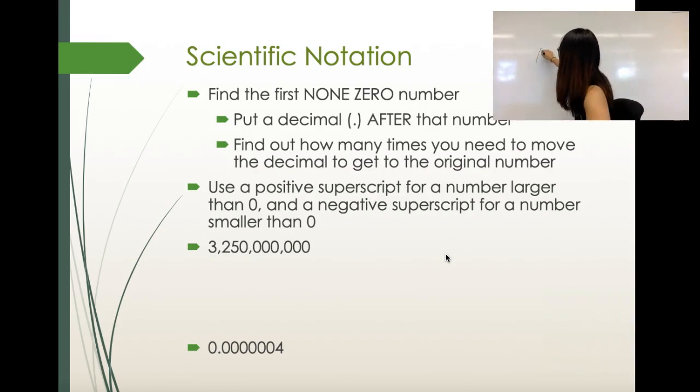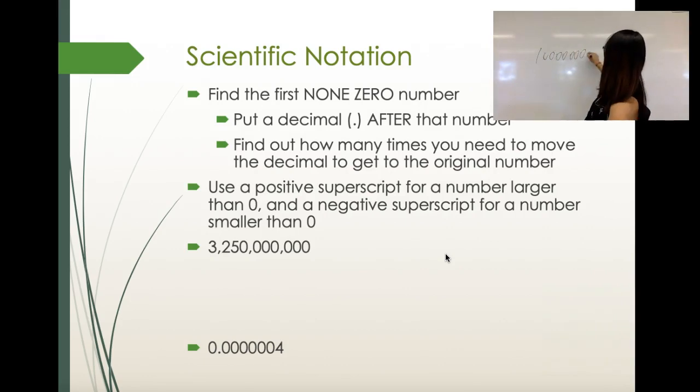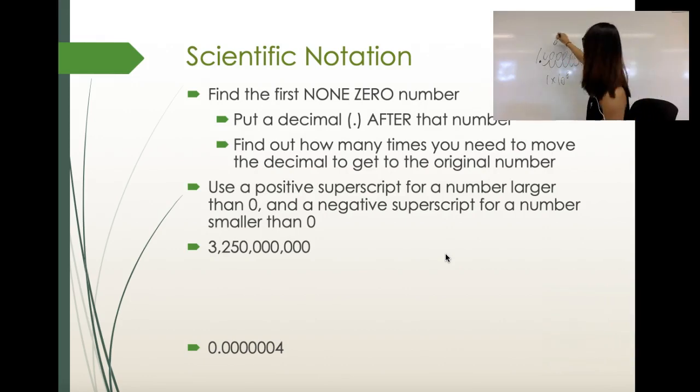How about, let's just do 1 with a bunch of zeros. One more. Okay, so we have a number right here. We find the first non-zero number, which is 1. We put an imaginary decimal right here next to 1, and we see how many times it needs to move in order to get to the actual decimal. 1, 2, 3, 4, 5, 6, 7, 8. 1 times 10 to the 8th. Right? We can do one more.